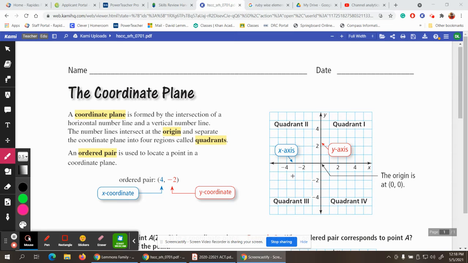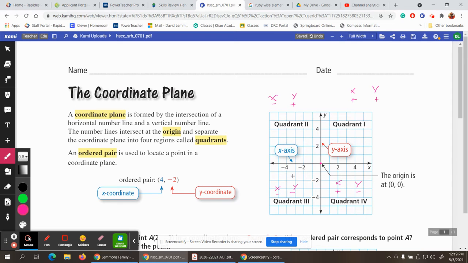The origin is dead center, and it's going to have a coordinate point, or an ordered pair, of 0, 0. Quadrant 1 starts here where everything is positive. Your x value is positive and your y value is positive in quadrant 1. Then your x is negative and your y is positive. That's quadrant 2. Quadrant 3, everything's negative: x is negative and your y is negative. Quadrant 4, your x is positive, but your y is negative. And that is quadrant 4.